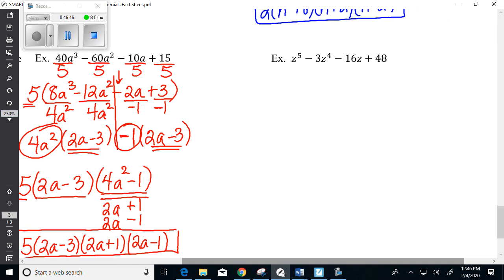Let's do one more example, and that will finish you all off with examples. z to the 5th minus 3z to the 4th minus 16z plus 48. First rule of business, greatest common factor. So in this case, there isn't anything that's going to come out. There is no number that will come out of everything, and everything doesn't have a z. So the only thing you can divide by is 1. Thus, nothing changed.